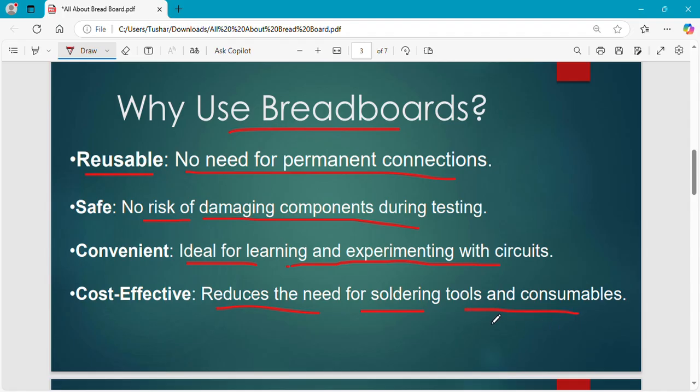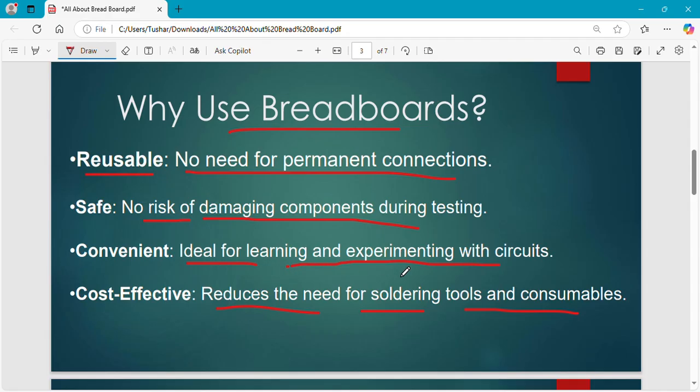As I have already told you, it is a very good thing. Without soldering, we can use it. We don't need any soldering if we are using this breadboard. So it is very useful. It is convenient and ideal for learning and experimenting with circuits.